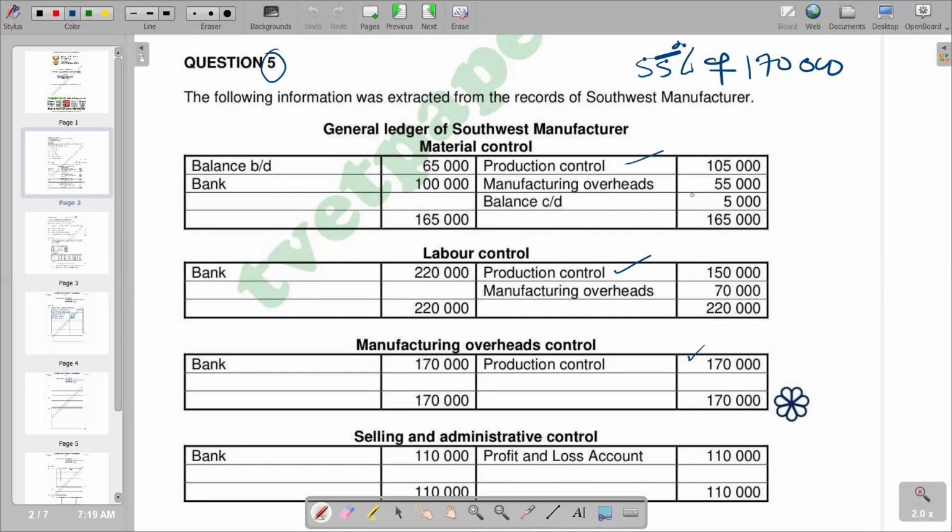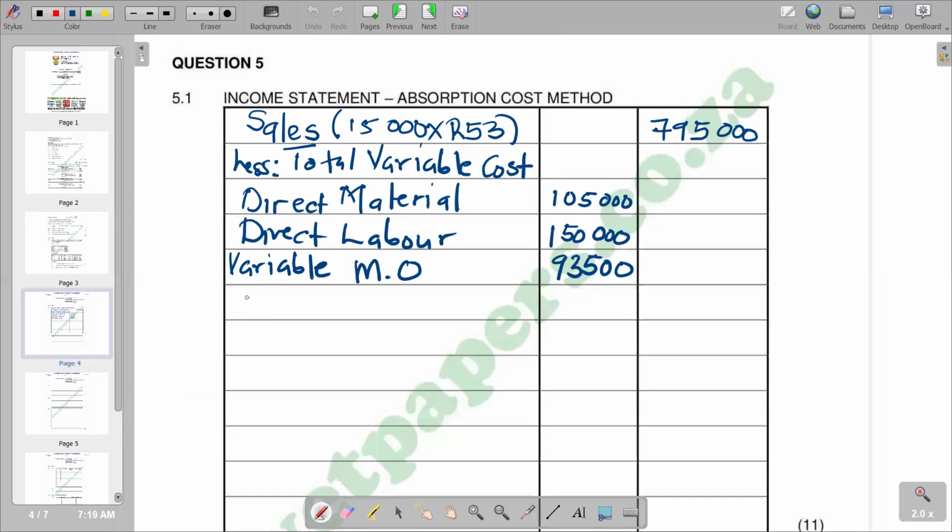So we are going to say 65% we multiply by the total for selling and distribution, which is 110,000. And we see what we get there. So if you multiply, you are going to get 71,500. So here we say variable selling and distribution, and you got the answer is 71,500.